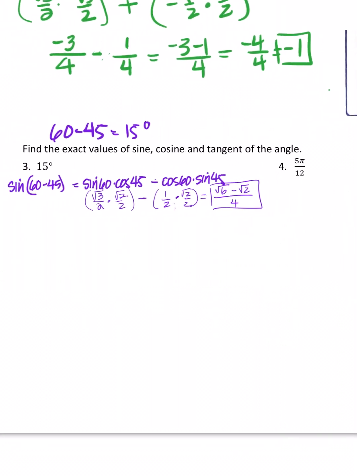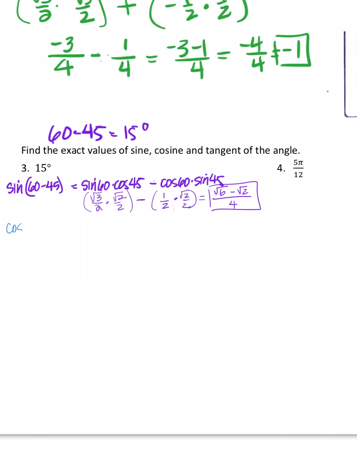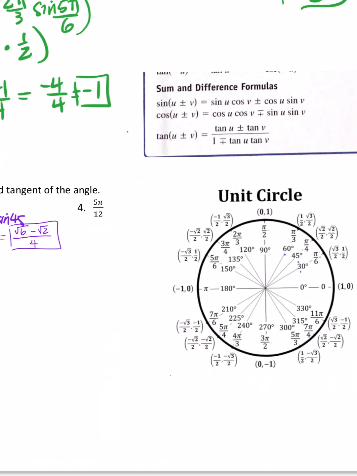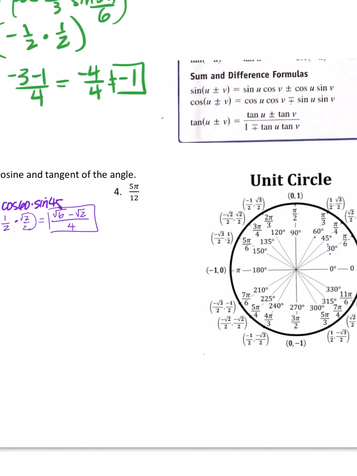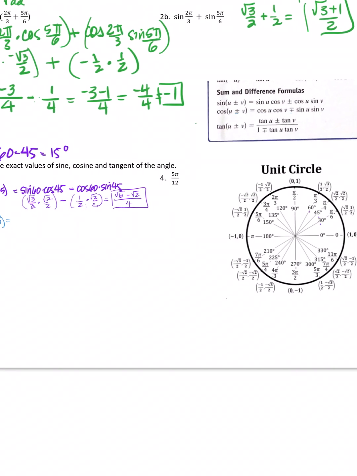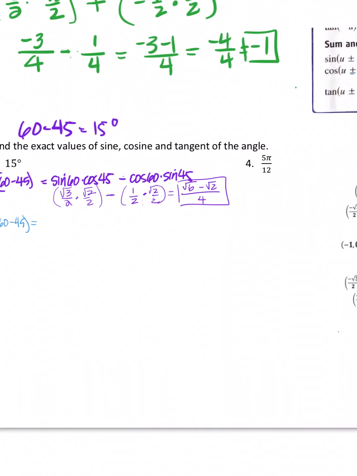Now let's try this with cosine, a difference of cosine. So we're going to use a formula we haven't used yet, but it's on your chart. Nothing to worry about, just follow the formula. Notice if it's subtraction, I'm using the bottom sign. U minus V, cosine of U, cosine of V, plus sine of U, sine of V. So it's a little different. Just follow the pattern and you've got this, okay?